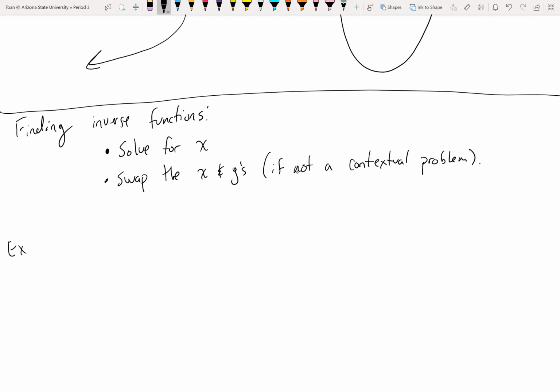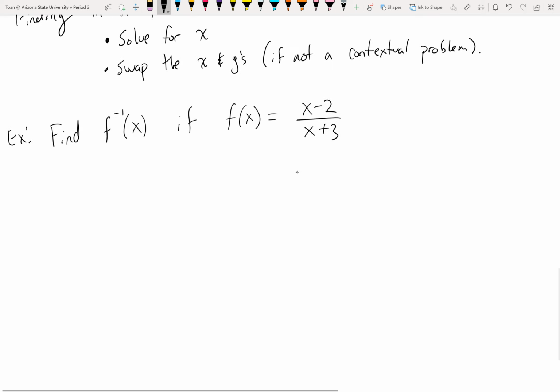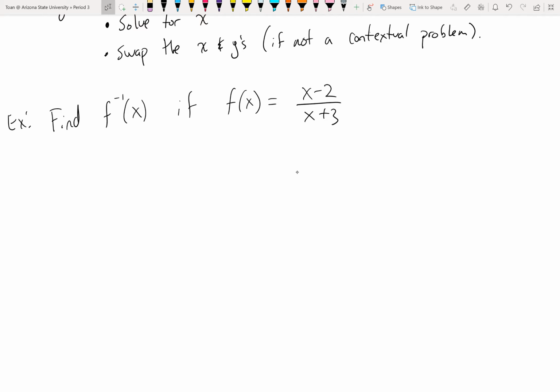For example, suppose I asked you to find f inverse of x, find the inverse function, if the original function f of x equals, say, x minus 2 over x plus 3. So, okay, let's do that. Now, the first thing I would do is I would solve for x.